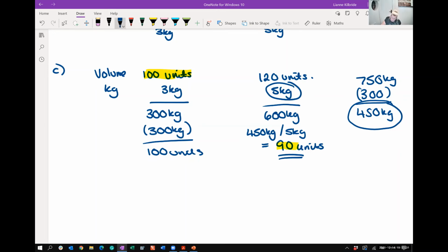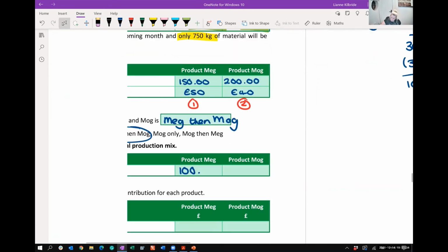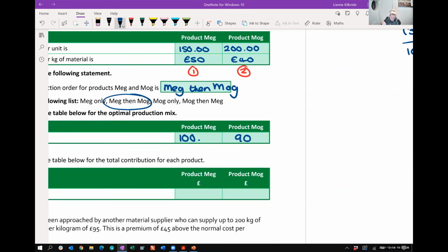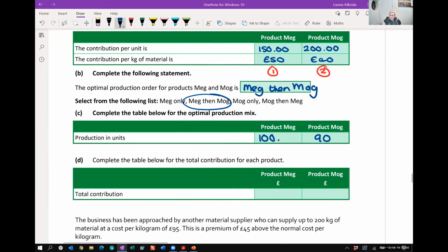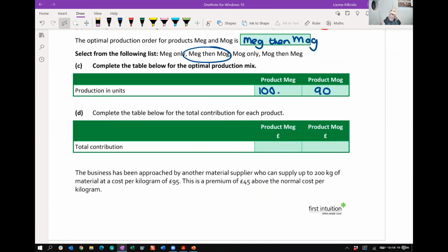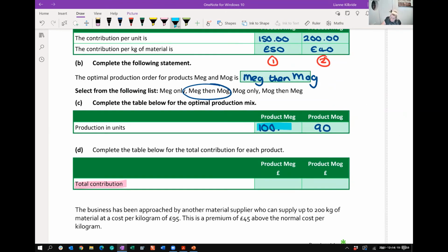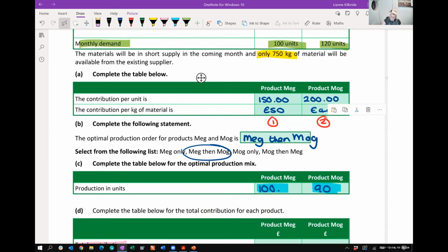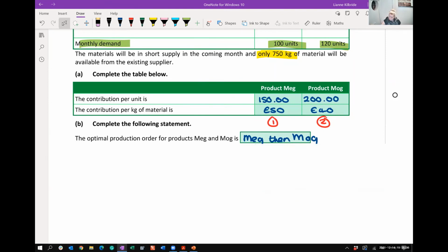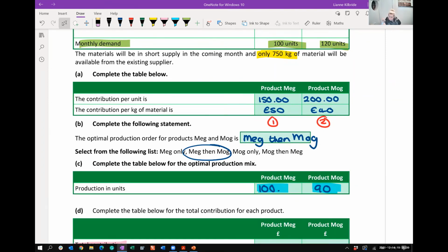Okay, so going back to our table over here, we're going to make 100 of MEG and we're going to make 90 of MOG. Okay, then all we simply do for the last part, it's saying complete the table below for the total contribution for each product. Now, this is where you've got to be really careful, okay, because the word is total contribution. Now, we've got the numbers, we've got the units here that we need to produce. Now, from the table at the top, we've got 2 lines of contribution. We've got 1 per unit and we've got 1 for material.